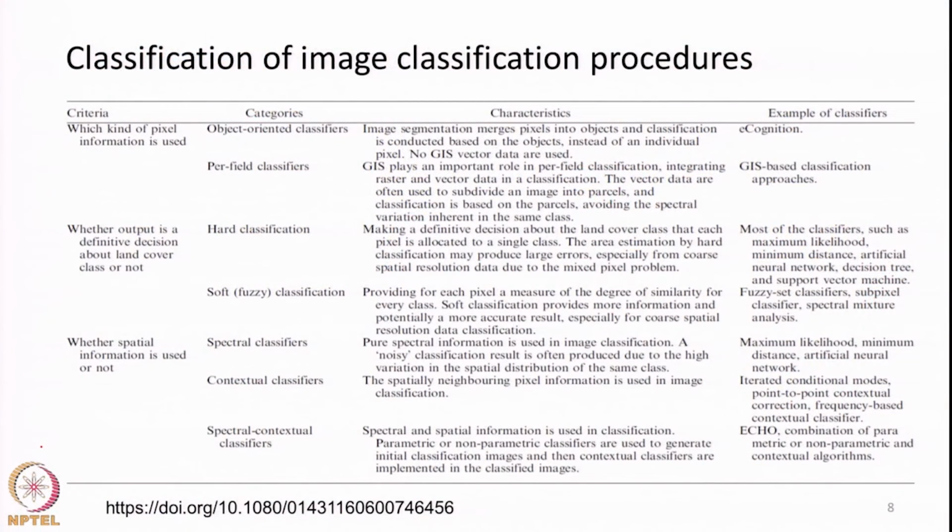So, depending on whether we are using spatial information or not in our classification, we can classify our algorithms as spectral classifiers, contextual classifiers, or hybrid. A hybrid can use both spectral information as well as spatial information. These are some examples of the different classification procedures that we have. These are just a very brief introduction to the topic. The topic is very wide, image classification and pattern identification is very wide, but we have just discussed very briefly the different classes of classifiers.